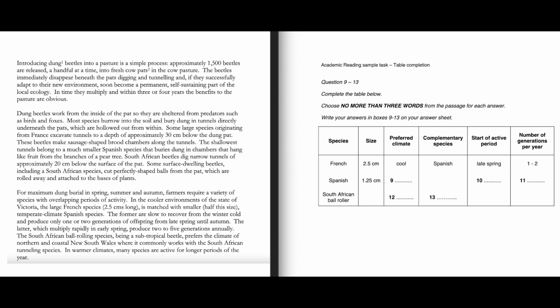You can either write it as South African tunneling or you can also write just tunneling, because both answers would be considered correct. However, you cannot write just South African, since there are two kinds of South African species. One is the ball roller and the other one is the tunneling species. So either you write South African tunneling species or you write just tunneling species.